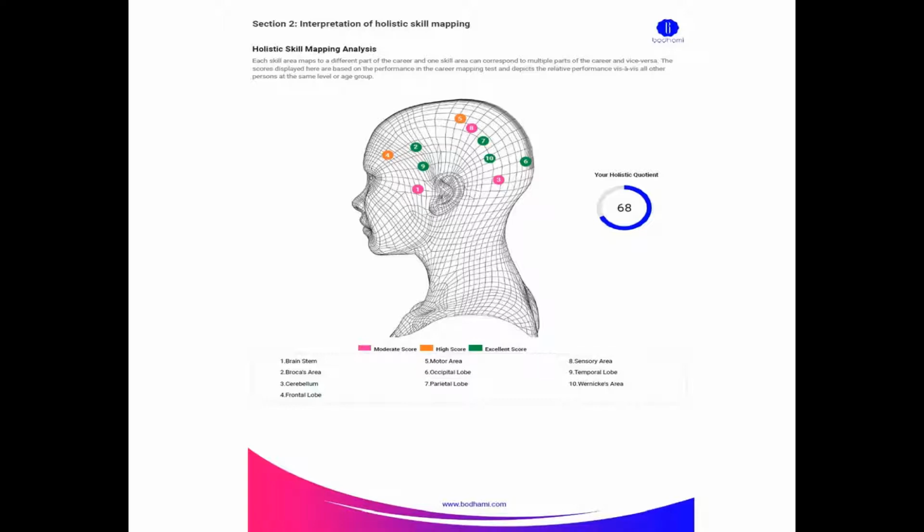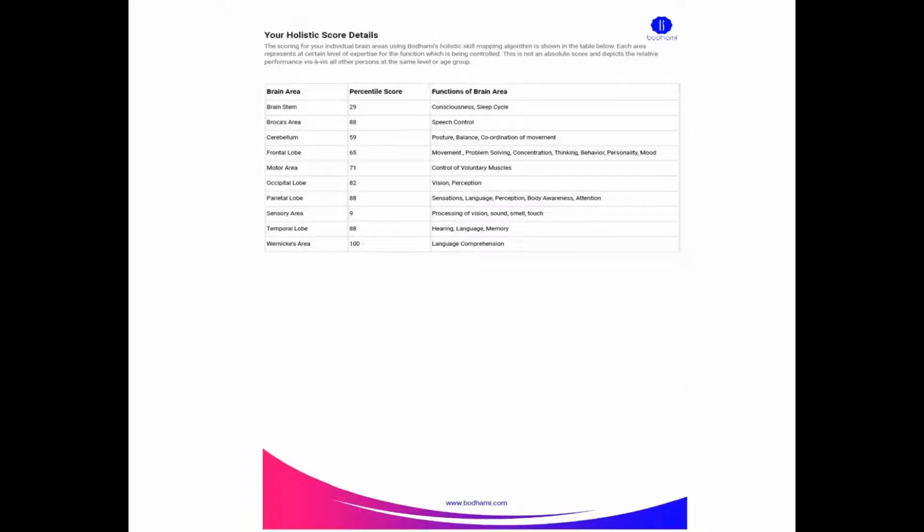Example, if the holistic quotient is 68, it means the student's overall percentile in the skill and aptitude test is 68. Based on the student's performance in the different skill areas, a map is also presented on how the student's relative performance maps to different areas of the brain. The table also presents the scientific meaning of each brain area.